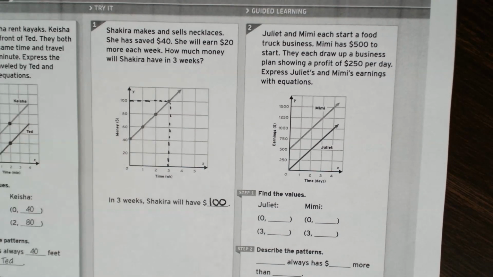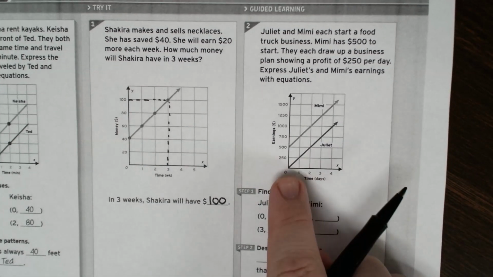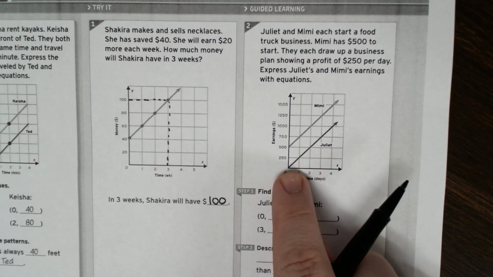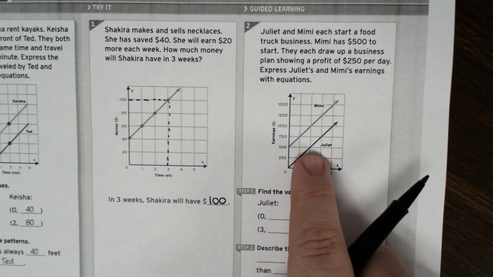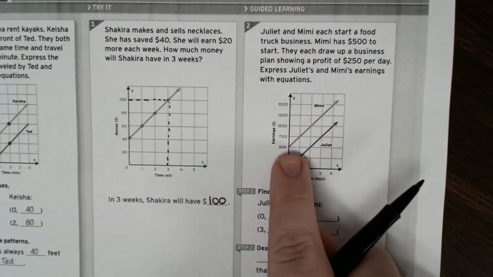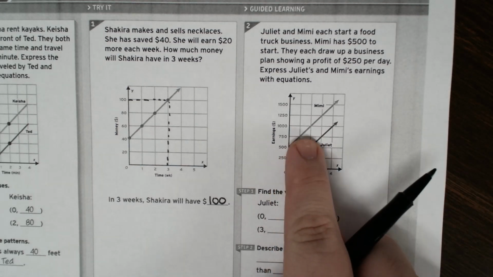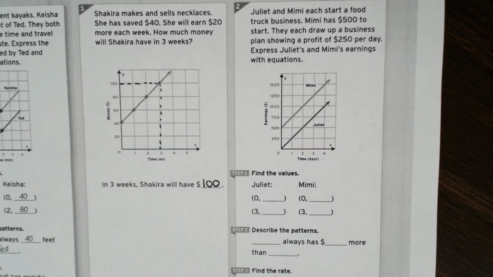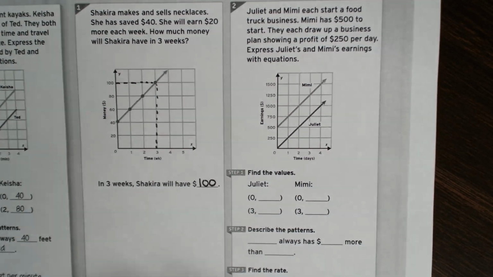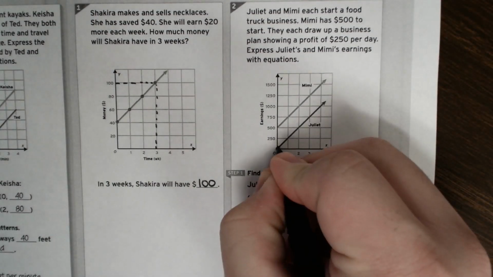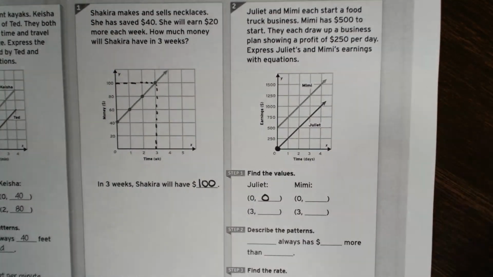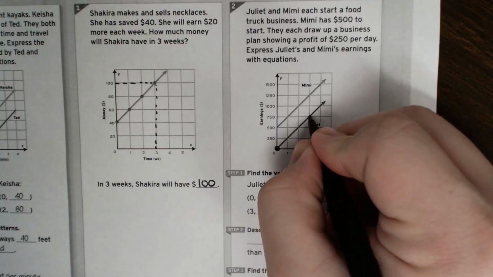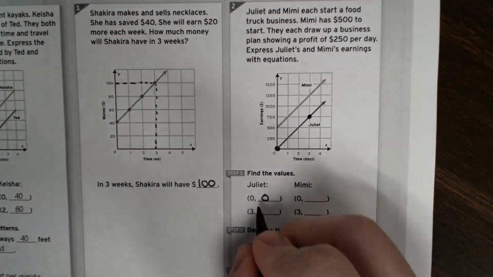So the only big difference between Mimi and Juliet is that Mimi already had $500. Juliet started out with nothing. And we can see that difference in the graph because Juliet started out with nothing but goes up $250 a day. Mimi started out with $500 and still goes up $250 a day. So it wants us to find some values. For Juliet's graph, we've got 0, 0, and we've got 3, 750.